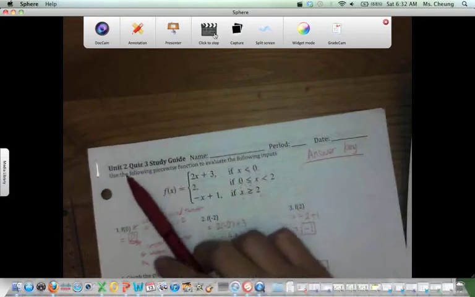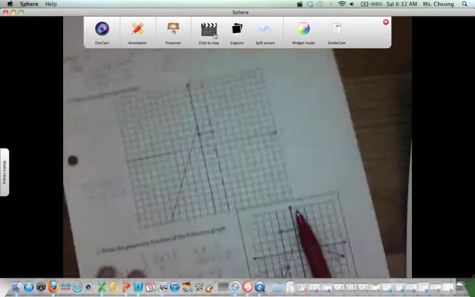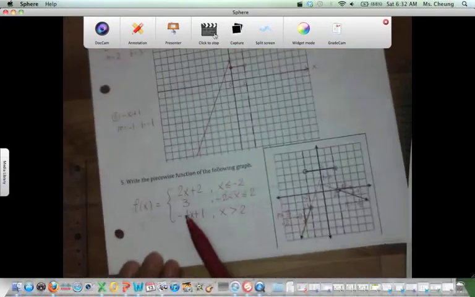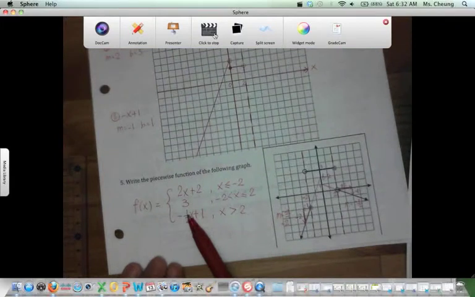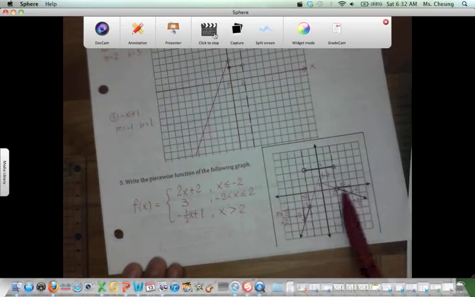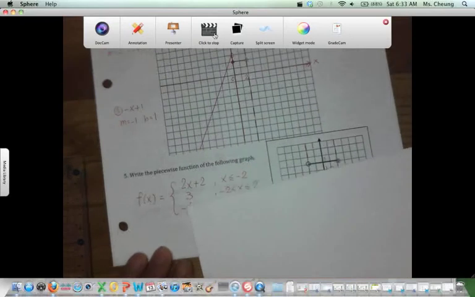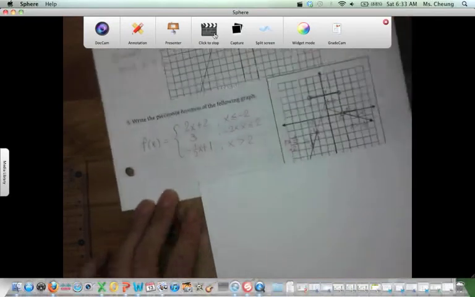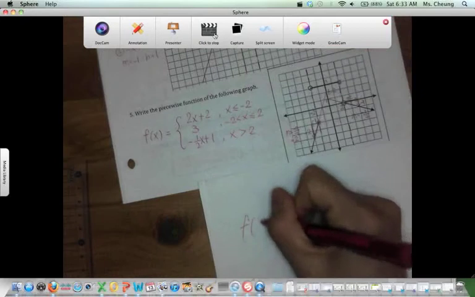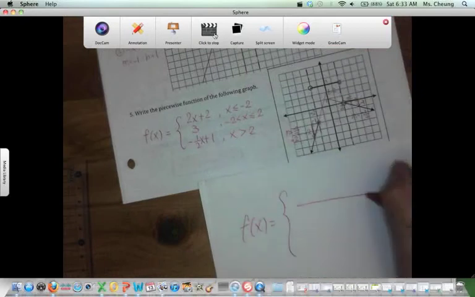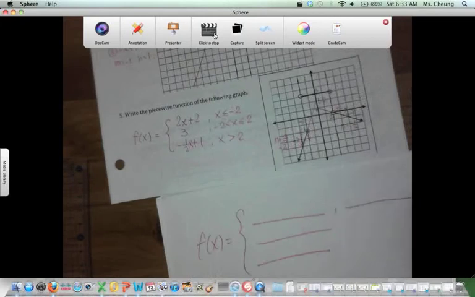We are on Unit 2, Quiz 3 Study Guide, question number 5. So question number 5, I need to write the piecewise function for the following graph. So again, you know that the piecewise function is made up of 3 parts, so you already can set up your piecewise functions as this. So you have 3 parts, 3 different equations, and then the first one, second one, and the third inequality.